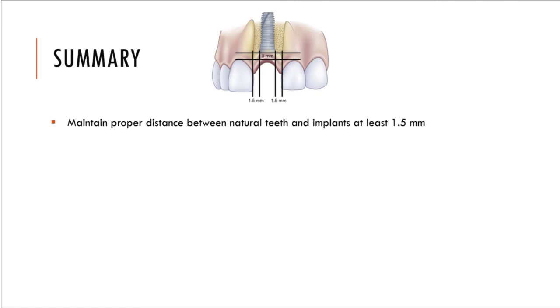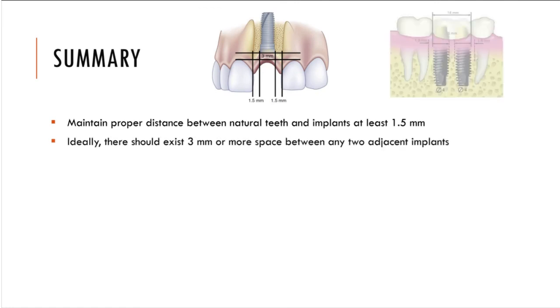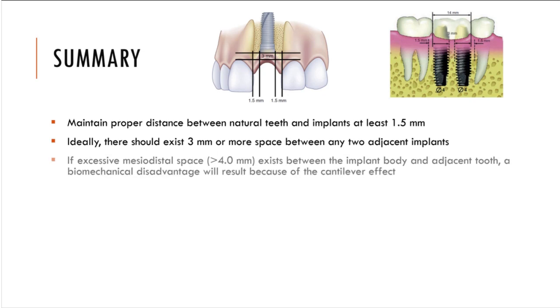So let me summarize my presentation for today. First, we have to maintain proper distance between natural teeth and implant, at least 1.5 mm. And ideally, there should be 3 mm or more of space between any 2 adjacent implants. If excessive mesiodistal space of more than 4 mm exists between the implant body and the adjacent tooth, a biomechanical disadvantage will result because of the cantilever effect.